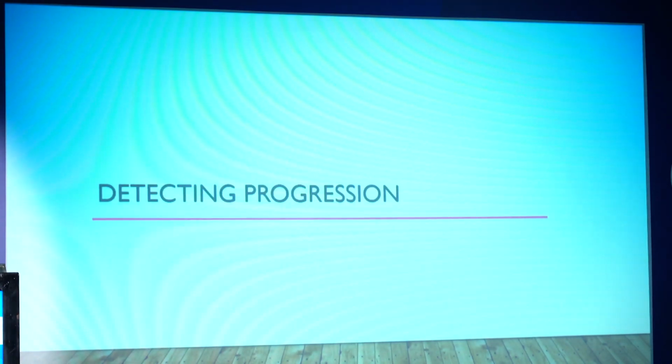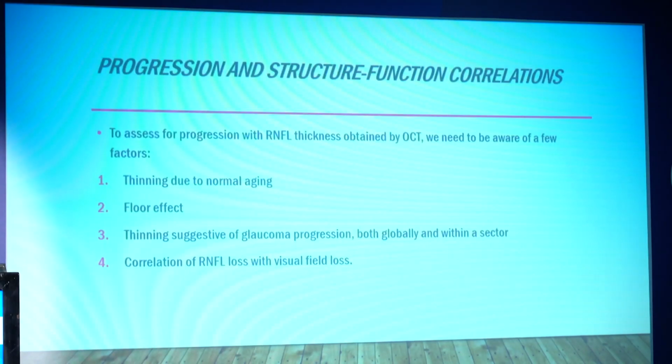So next we move on to detecting progression. For assessing progression, we have to keep in mind some things like normal attrition, the RNFL attrition, and other things like thinning due to normal aging, the floor effect, the thinning suggestive of glaucoma progression both globally and within a sector, and correlation of RNFL loss with the visual field loss.